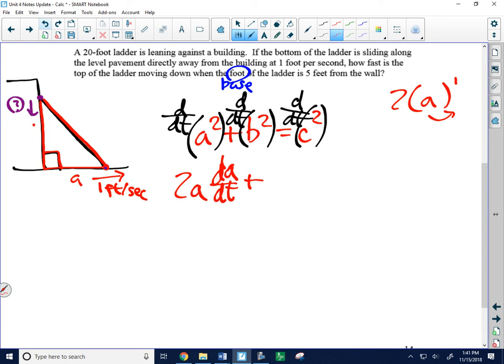Oh, by the way, A is going to be the bottom. I can make A or B the bottom or side one. dA dt is the rate of change of this length with respect to time. That's what each of these, when you see that, is a rate of change. The next two are the same thing but with B and C. So the next one is 2B times the derivative of B, which is dB dt, equals, and then 2C dC dt.